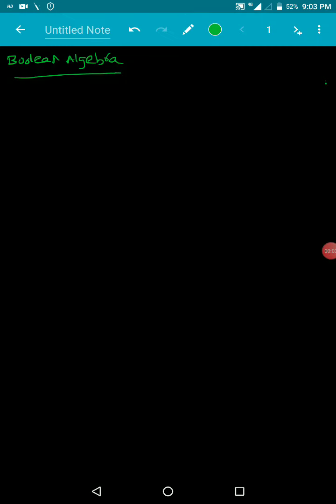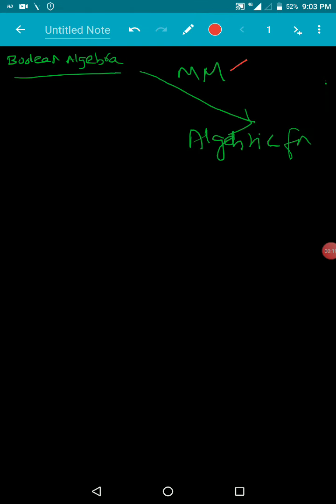Hi folks, the topic is Boolean algebra. Boolean algebra is a mathematical model that acts like algebraic functions. This mathematical model may be a graph or matrix or function and so on.